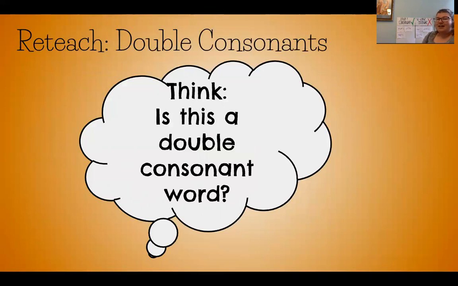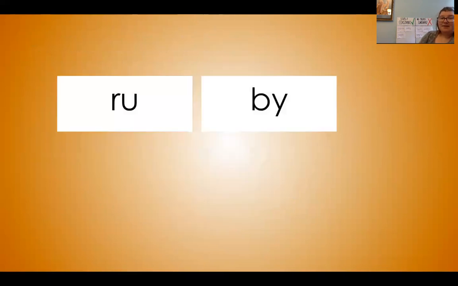Our next word is ruby. What's our word? Ruby. What's our first syllable? Right, ru. Our second syllable is? Right, B. Did we need to put a double consonant there? No, we did not. Stick that right there with no double consonant.